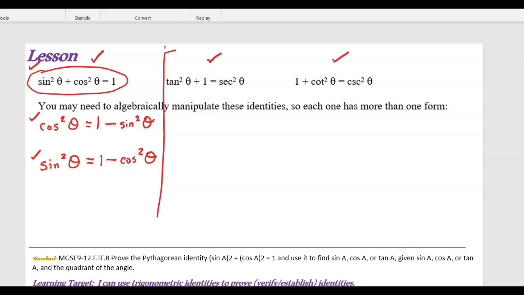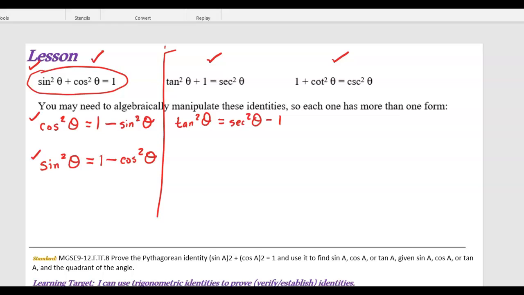Okay, same here. If I take both sides of this equation and subtract 1, then I get tangent squared of theta equals secant squared theta minus 1. So this is another iteration. So if I see anywhere in the problem secant squared of theta minus 1, I can replace that with tangent squared theta.